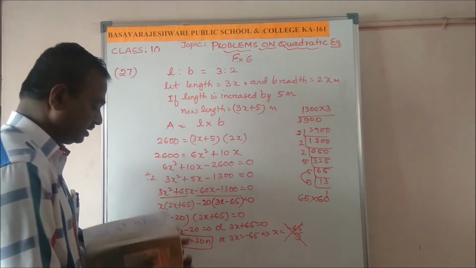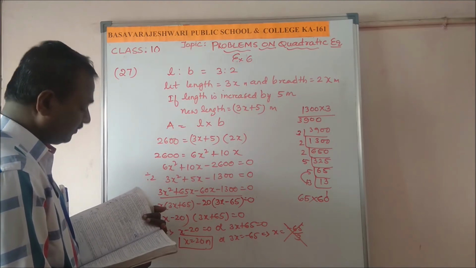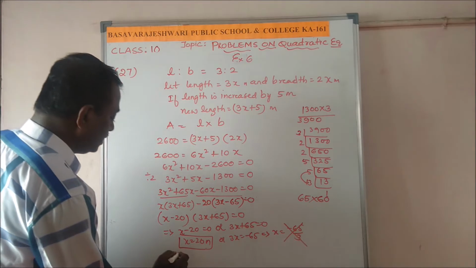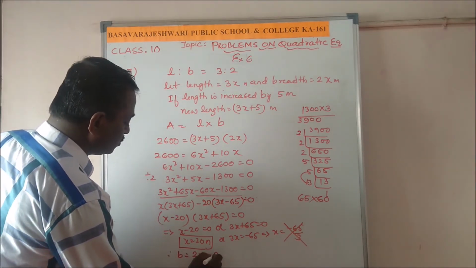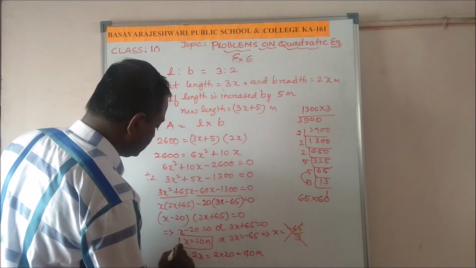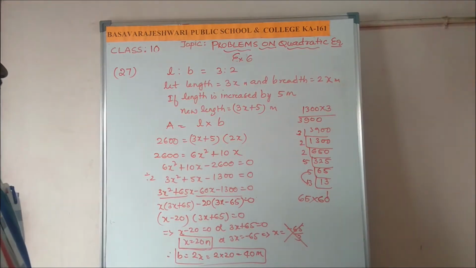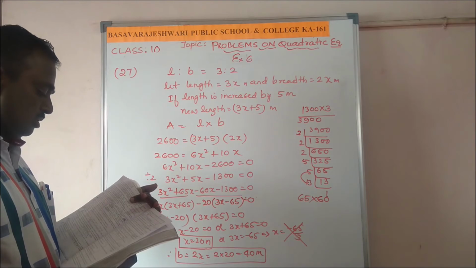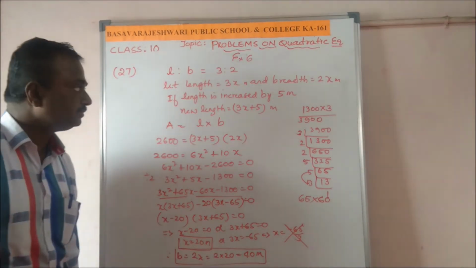So what are they asking us to find out? What is the breadth of the rectangle? Therefore breadth is equal to 2x, which is 2 into 20, equal to 40 meters. Because we wrote the breadth is equal to 2x, isn't it? So that is equal to 40 meters. Understand? So write down this one.